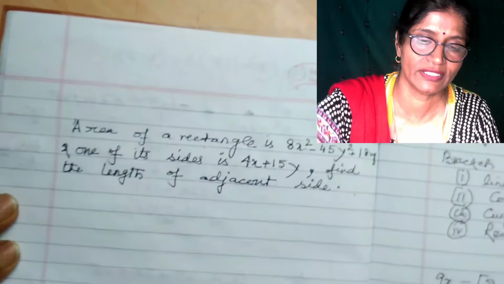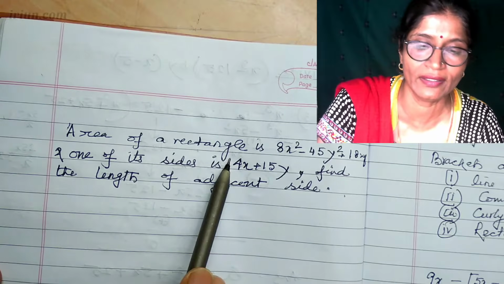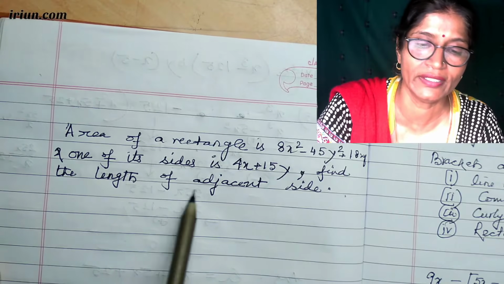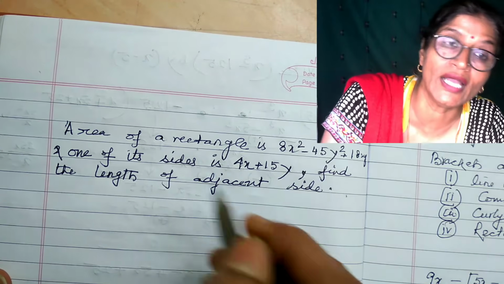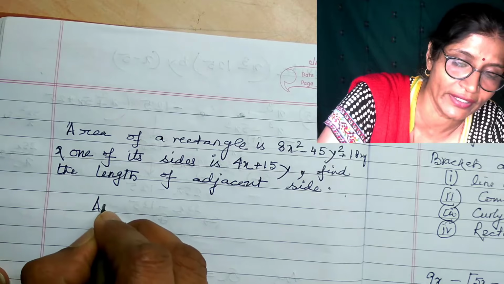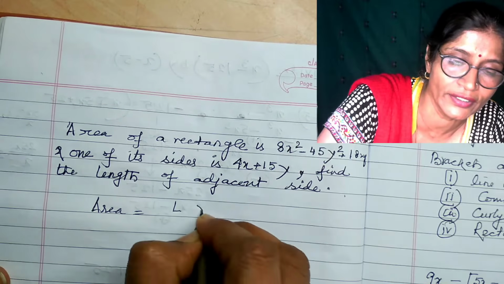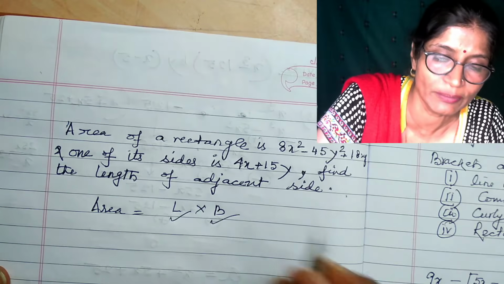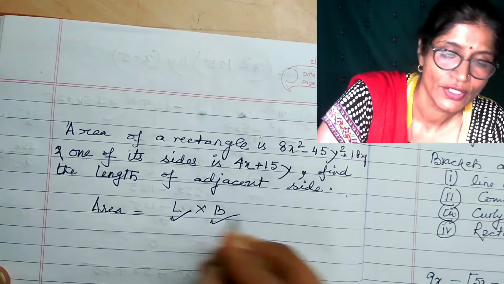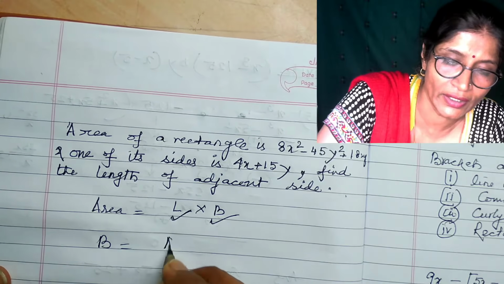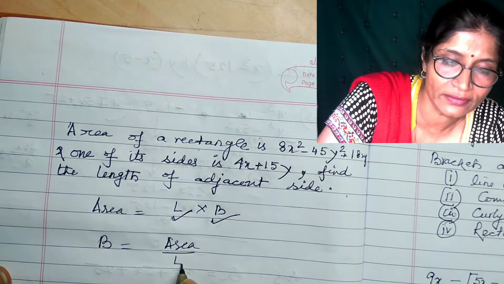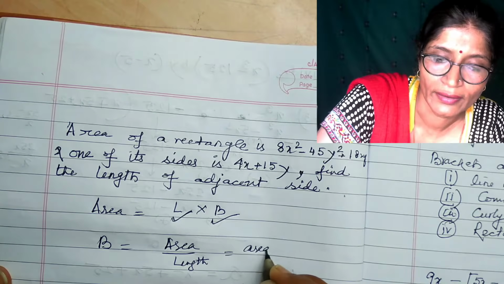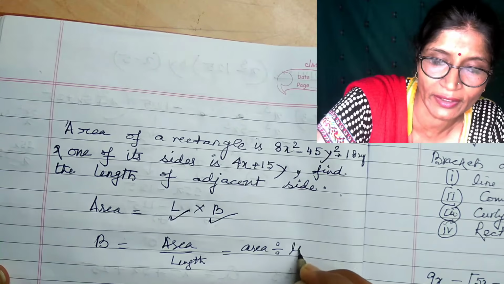Next, this sum is there where it is given the area of a rectangle is this much and its one side is this. Find the length of the adjacent side. What is the formula for the area of a rectangle? Area is equal to length into breadth. Okay. And one side is given to you, asking you another side. Suppose length is given to you, asking you the breadth. So breadth is equal to what? Area divided by length.